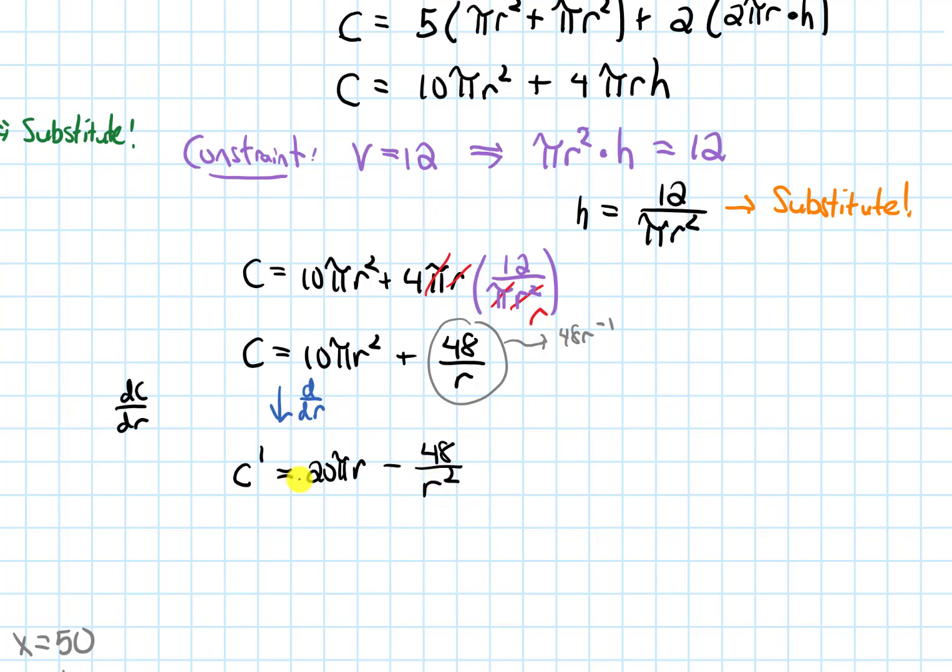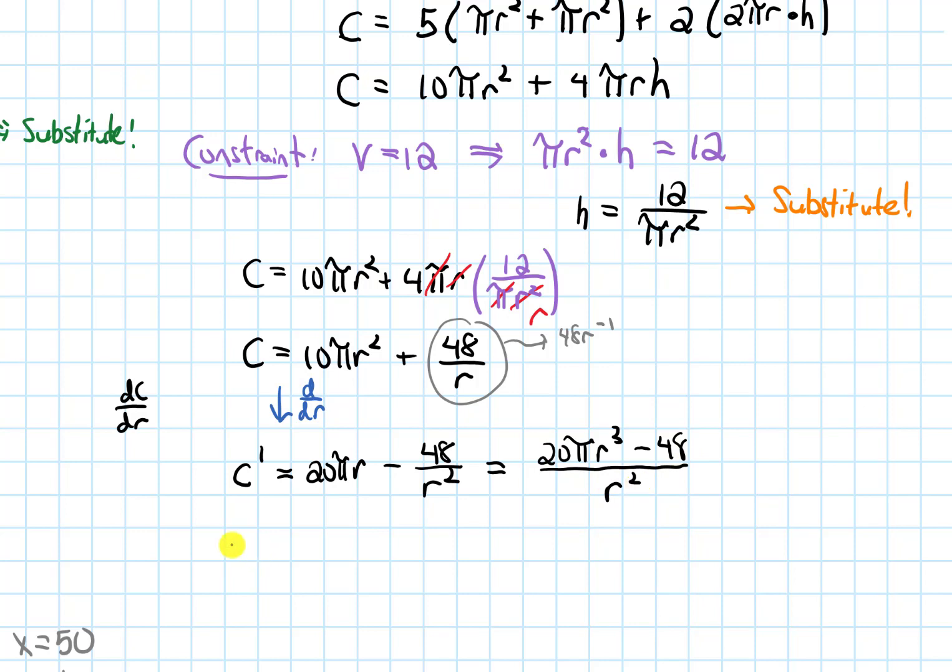Okay, so I'm going to need to figure out when this is 0 and when it is undefined. So let's get a common denominator. I would have to multiply this first term by r squared over r squared. If I do that, on the numerator, I will get 20 pi r to the third, and let me just subtract the 48. Let's combine the fractions. And the denominator is now r squared.